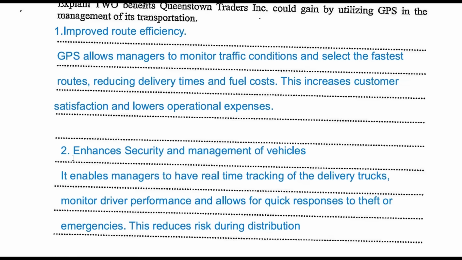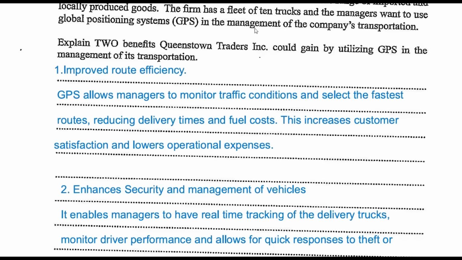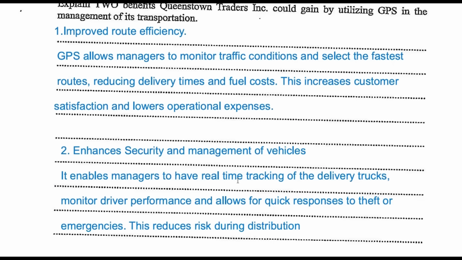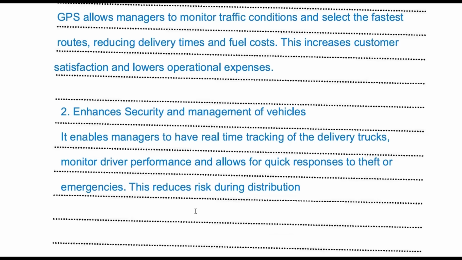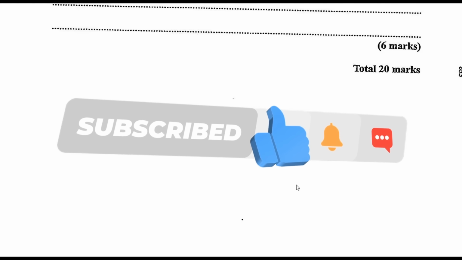Now, part 2, enhanced security and management of vehicles. Remember, they are managing a fleet of vehicles. It enables managers to have real-time tracking to know exactly where their trucks are at any point in time. They can monitor their driver performance and it allows for quick responses if theft or emergencies occur. This reduces the risk during distribution. So knowing exactly where your trucks are at any point in time reduces any risk that could happen during distribution. Great job, guys. And that brings us to the end of yet another question.